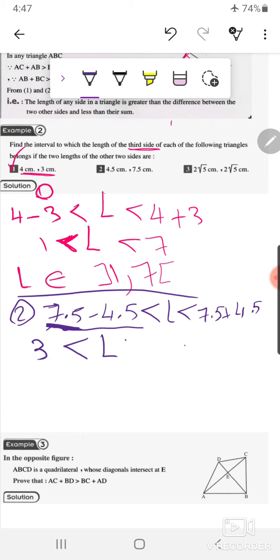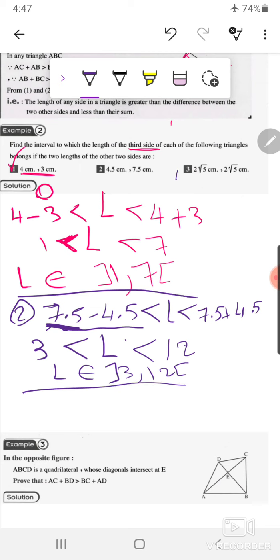And here is the length. 7.5 plus 4.5 equals 12. So the length belongs to between 3 and 12, and of course it's open on both sides. Okay, now let's do number 3.